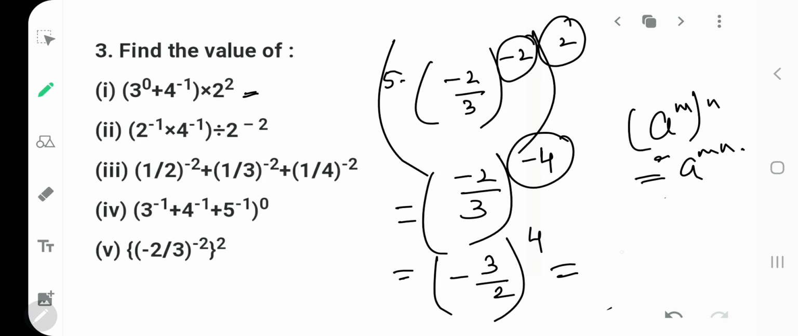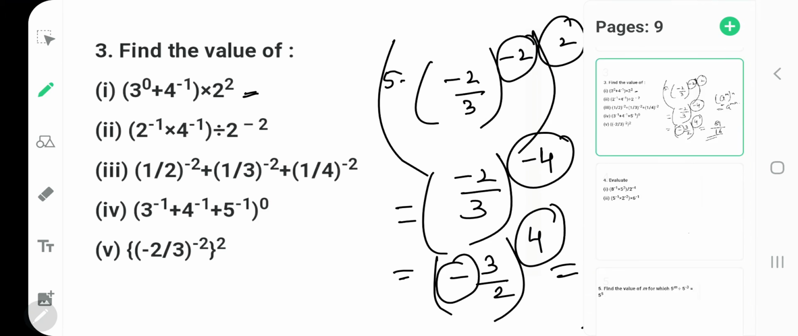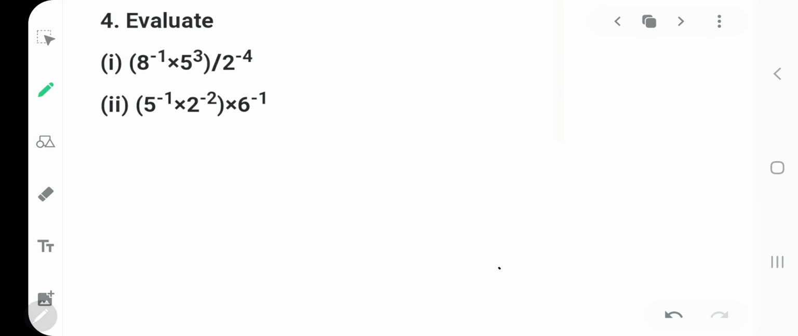If you want to calculate it, always remember, if you have an even exponent, your inside number's sign will change into positive. Any even exponent, the final answer will be positive. So when you multiply 3 four times, it will be 81, and 2 four times, that will be 16. Is that clear? Shall we jump on to next?